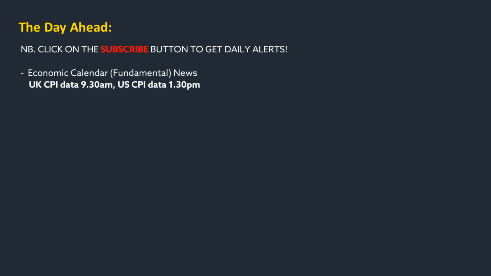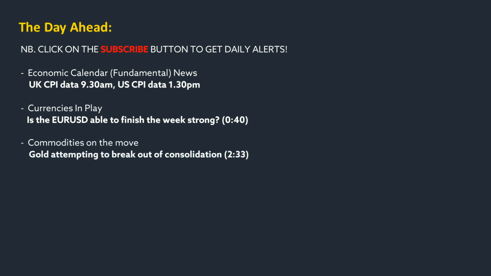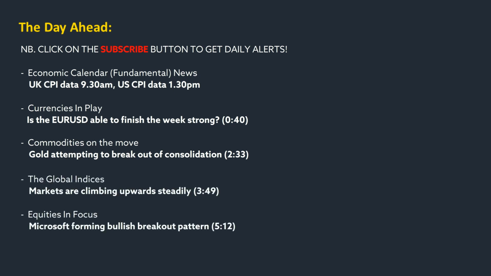On the economic calendar for today, we have UK CPI data out at 9:30 a.m. and US CPI data out at 1:30 p.m. Then in the currencies, the US dollar is expected to weaken in the shorter term. In the commodities, the metals look very much intent on heading upwards. And in the global indices and equities in focus, the bulls are calmly climbing to new highs.